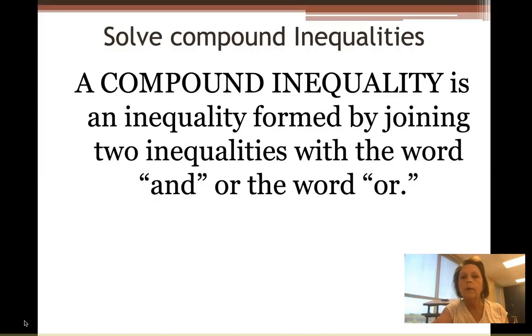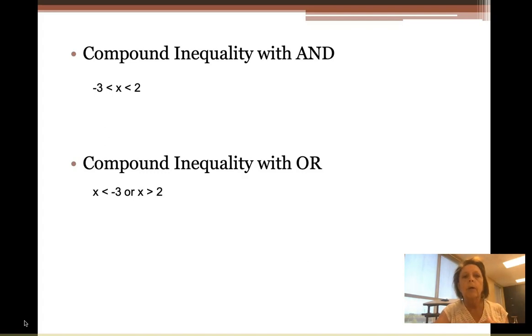A compound inequality is an inequality that is formed by joining two inequalities with the word and or the word or. Now sometimes on an and inequality we don't actually use the word and. So let's take a look at what we're talking about. On a compound inequality with the word and, sometimes we're going to see it written like this, with just the variable in the middle and numbers on either side with inequality symbols. That is an and inequality.